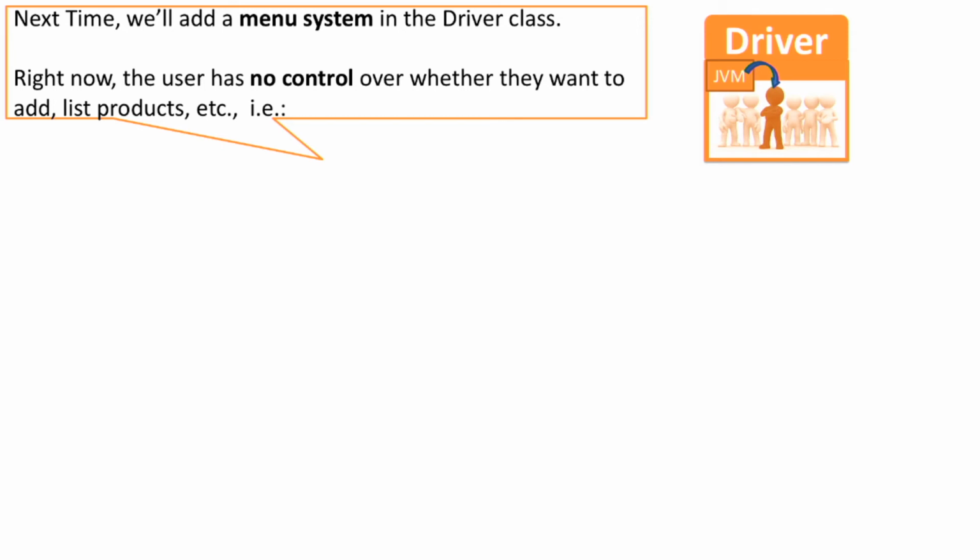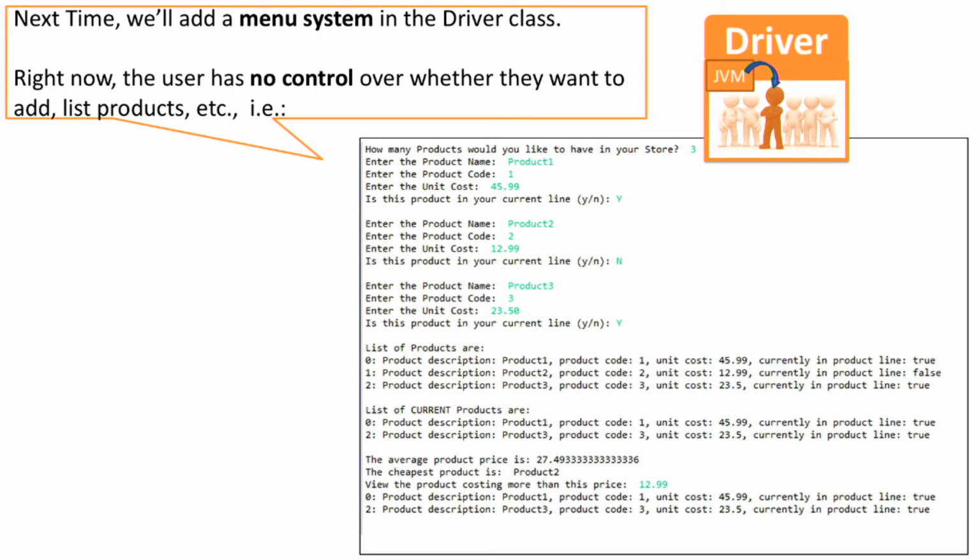Now, next week, we'll be adding a menu system in the driver class. Right now, the user has no control over whether they want to add, list products, find the smallest, etc. But just to give you an idea of where we're going, here we can see typical output for this application. Just take a look at the output there for a second, and we'll work through and explain some of it for you.